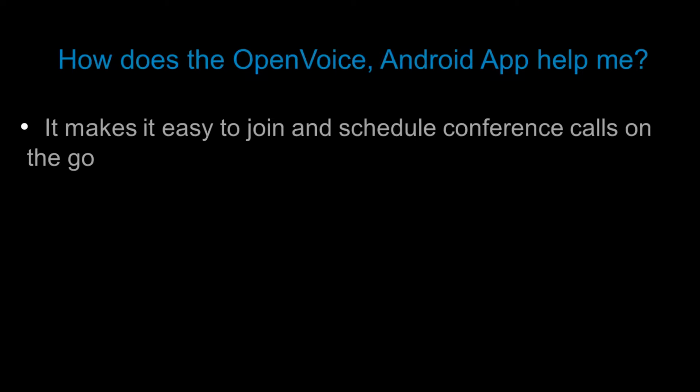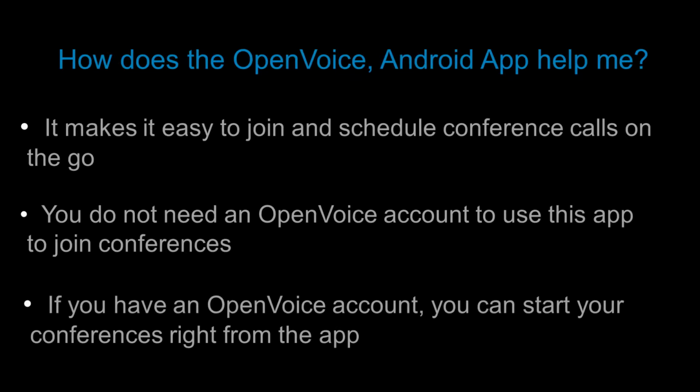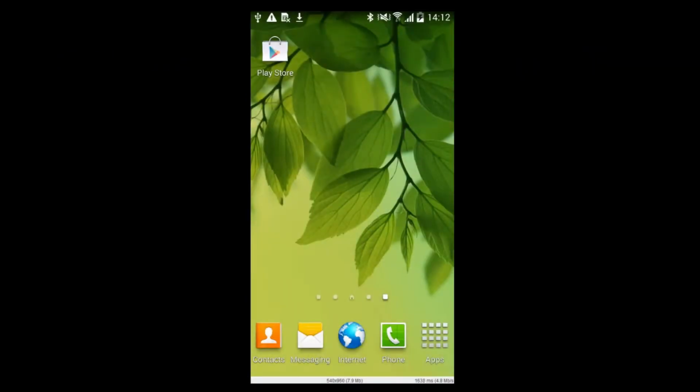Start or join with one tap. No more hassling with access codes and conference room numbers. You don't need to have an OpenVoice account to use this app. As an attendee, you can join conferences from an Android free of charge. However, if you have an OpenVoice account, you can also schedule or start your conferences directly from the app as an organizer. To start, you will need to install the OpenVoice mobile app on your Android.